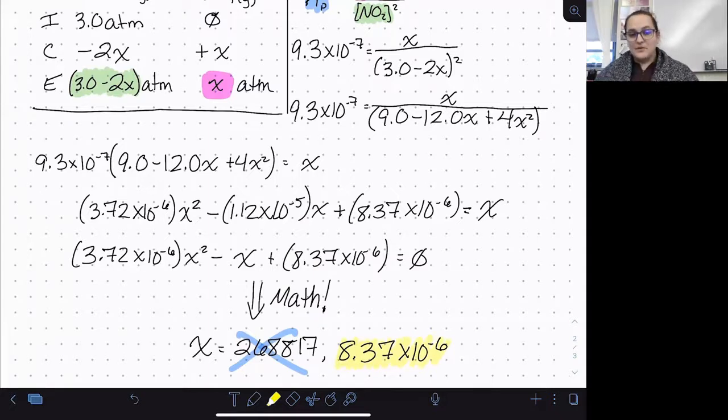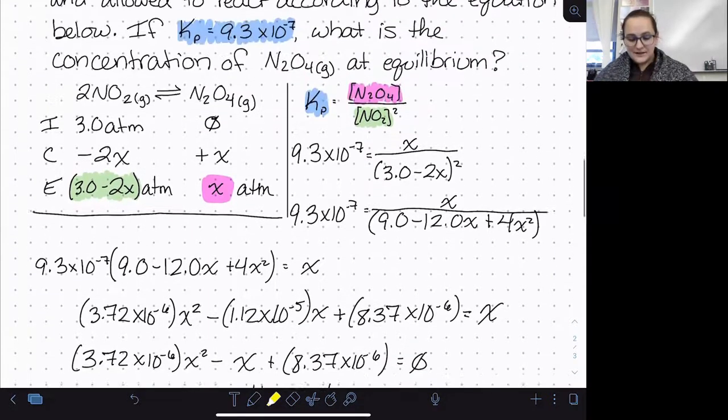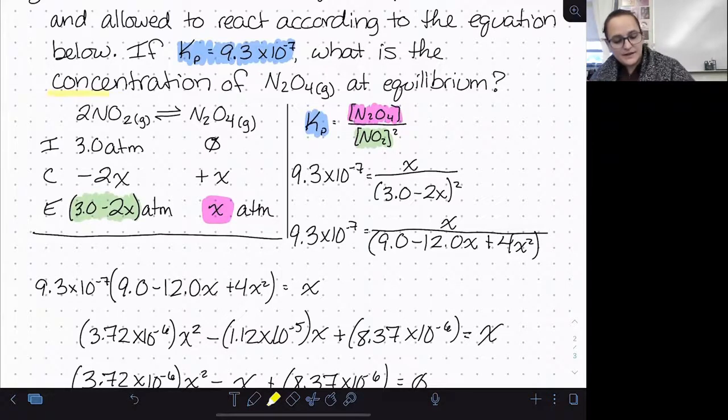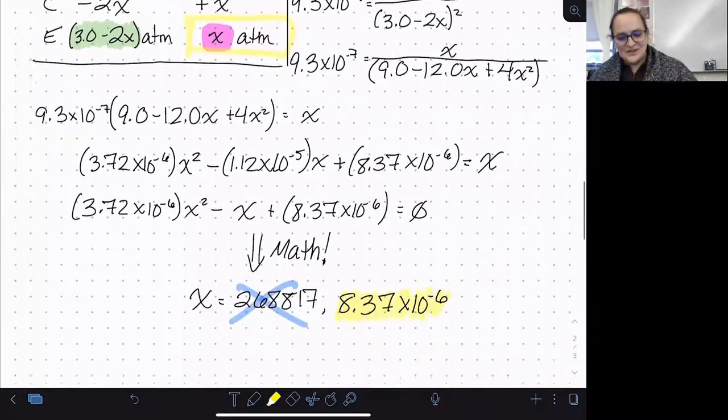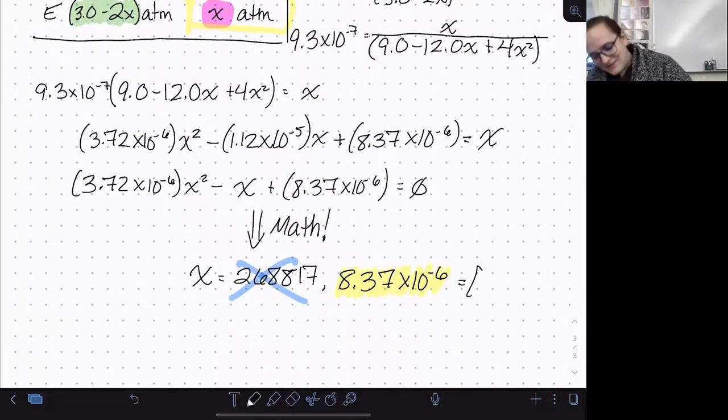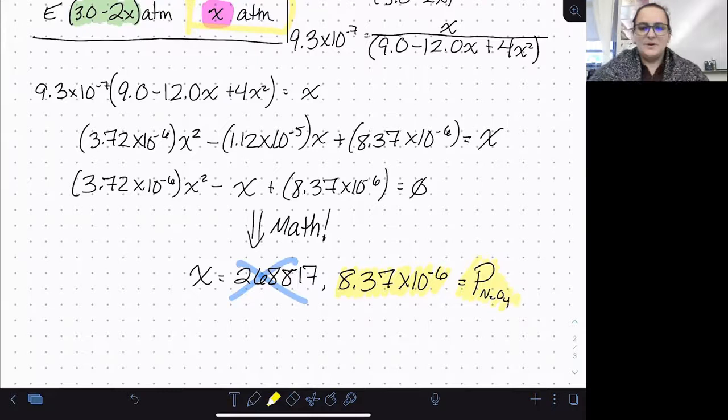And now we want to think about what the question is actually asking us here. We were asked to find the concentration of N2O4 at equilibrium, which conveniently in this case is x, so we are actually done. So this is equal to my pressure. Sorry, this one's in pressure, so I shouldn't use the square brackets. Not a big deal. But this is the pressure of N2O4, which is what we were looking to solve for.